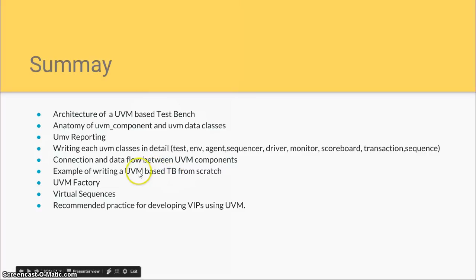And there was an example session of writing a UVM based test bench from scratch, which is describing each and every component in detail again. Finally, you have learned about the UVM factory and the virtual sequence concept, and at the end you have learned using these concepts how you can create a base sequence and base test class in your VIP structure and use minimal programming for your derived classes.